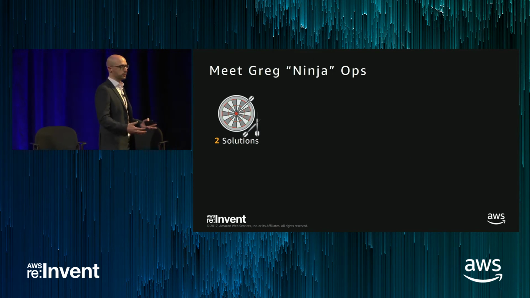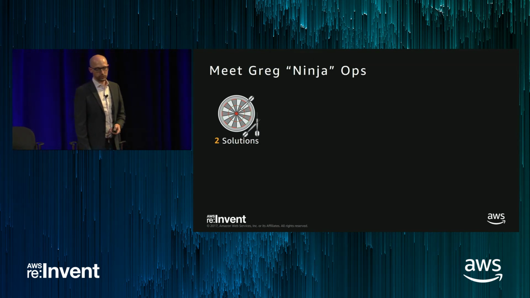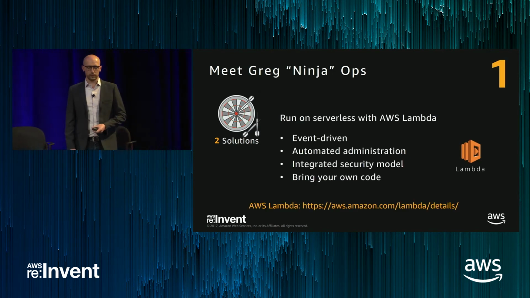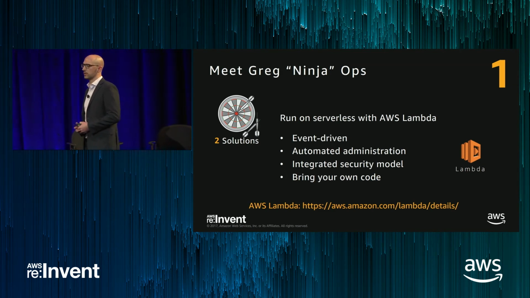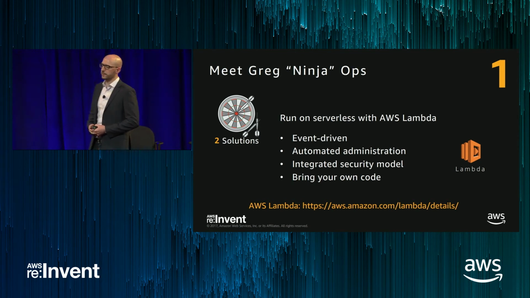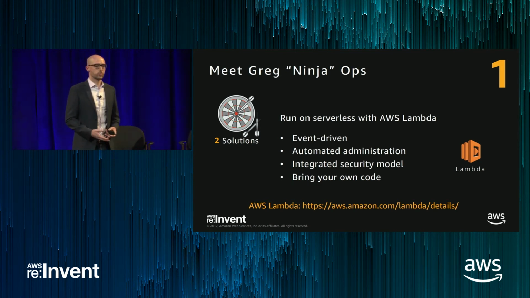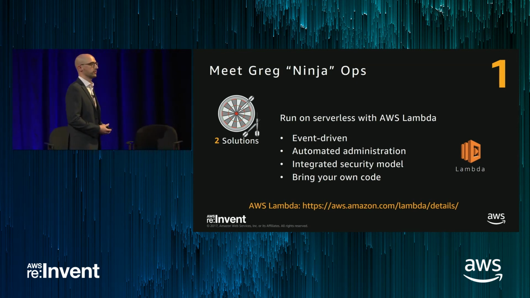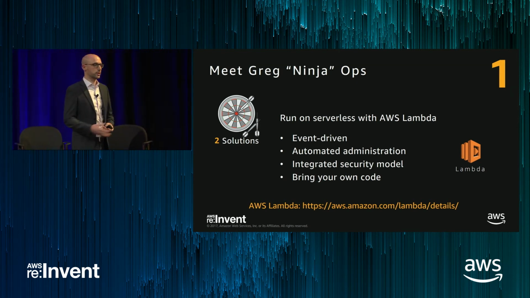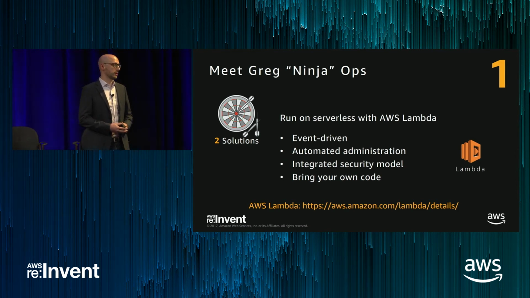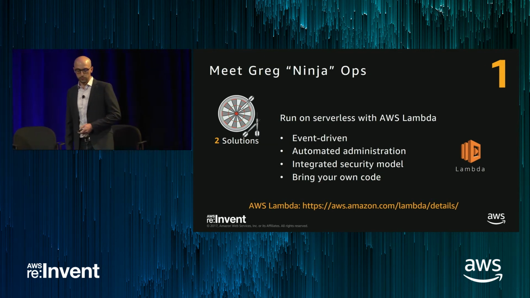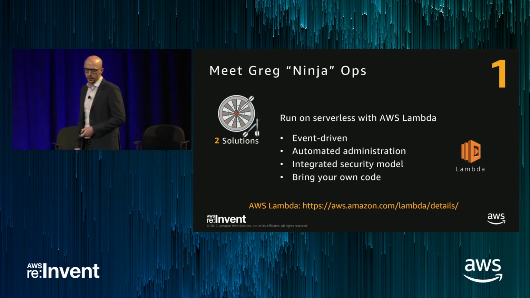So we have a few solutions for Greg. The first solution, and I'm sure you're all aware of, is AWS Lambda. For those who are not aware, it's our event-driven compute. It basically allows you to run code without even caring about the server, because there is no server to manage, just running the code. It is very powerful because it has a very strong integrated security model built within it.